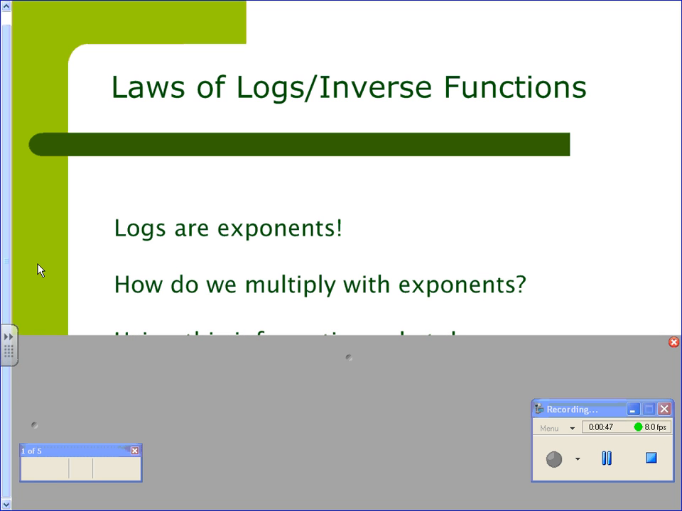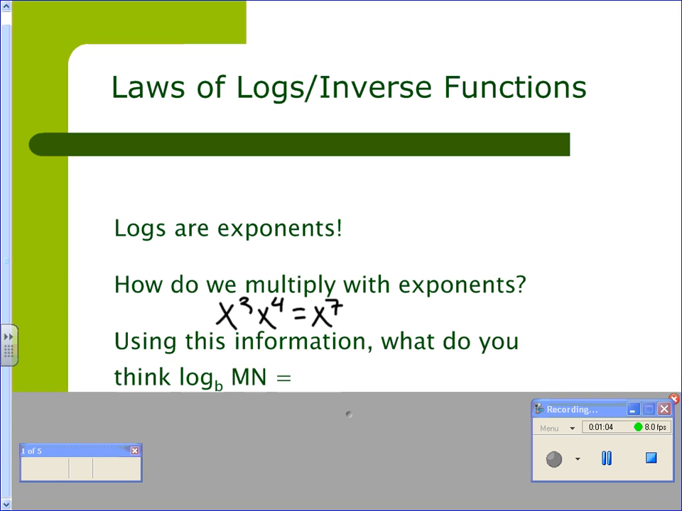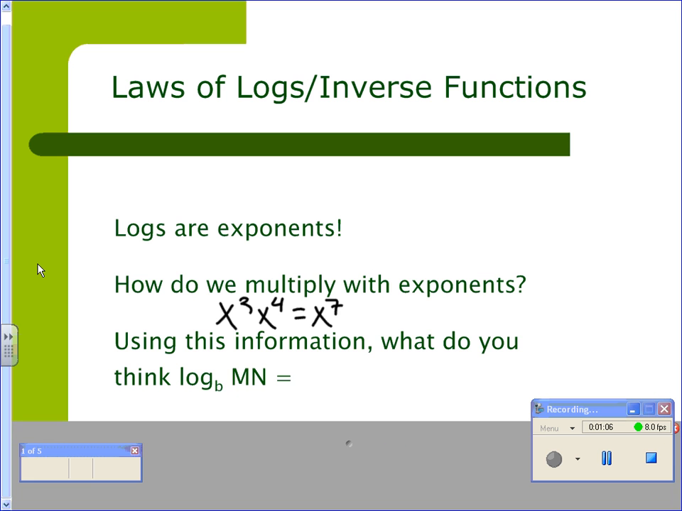How do you normally multiply with your exponent? Like if you're multiplying, what do you do with your exponent? You actually add them. Well, logs are like exponents. We have log base b of mn, where m and n are being multiplied together.